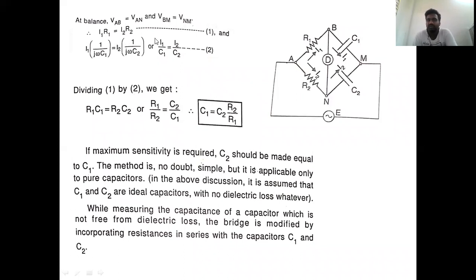So we calculated the potential drops one by one into two expressions. One is the potential drop across A to B and B to M on this side of the branch, and the other is the potential drop across A to N and N to M on the other side. Next, we divided the first expression by the second expression, and the result we got is R1 C1 equals R2 C2, that is, R1 by R2 is equal to C2 by C1. This is what we discussed in the previous class.